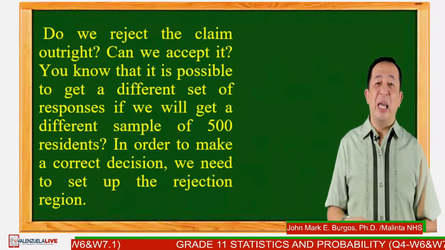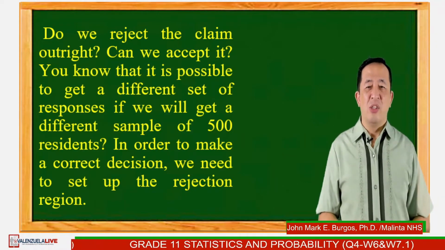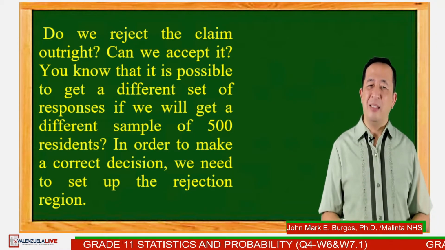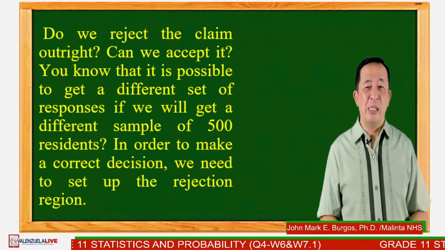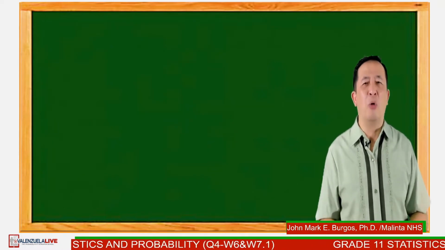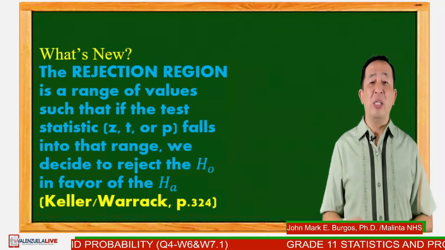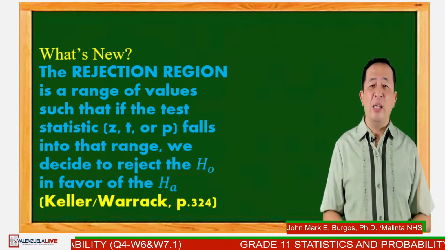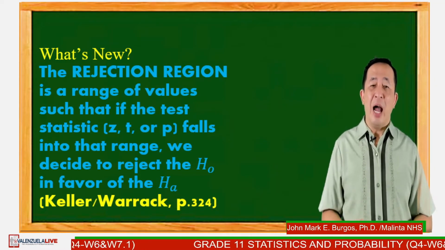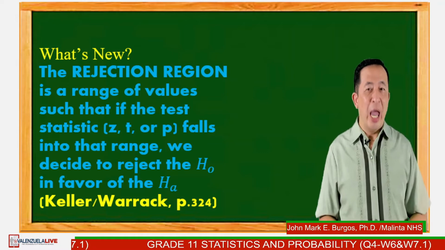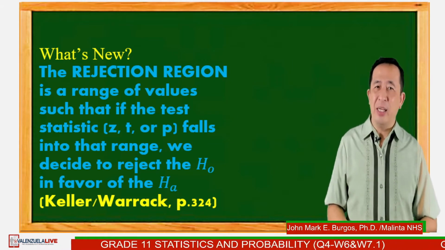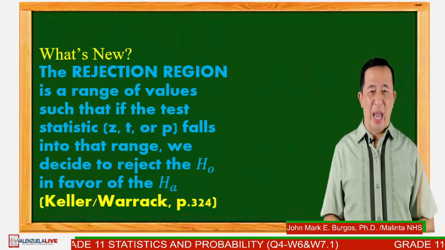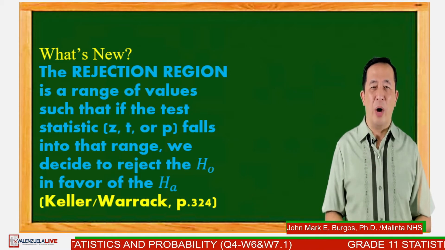Rejection region is a range of values such that if the test statistic, for example Z or T or P, falls into that range, we decide to reject the null hypothesis, or H0, in favor of the alternative hypothesis, or HA, according to Keller and Mara.